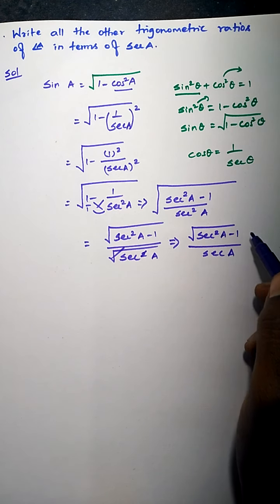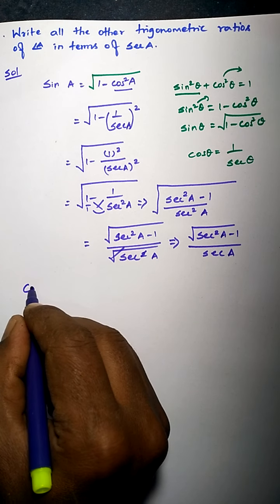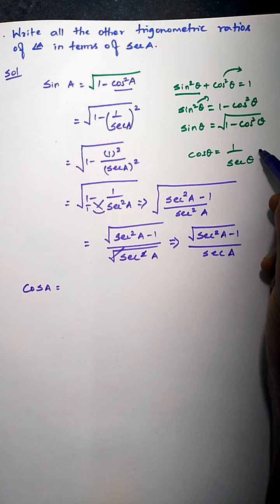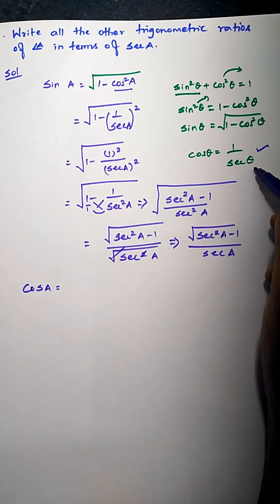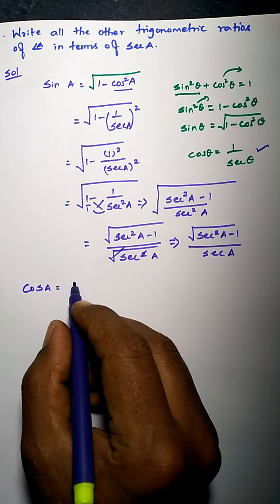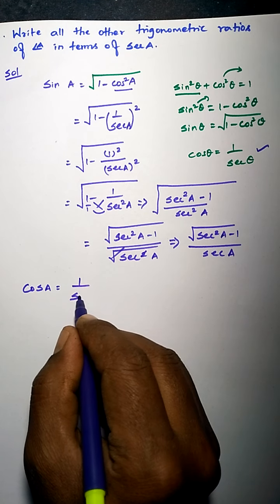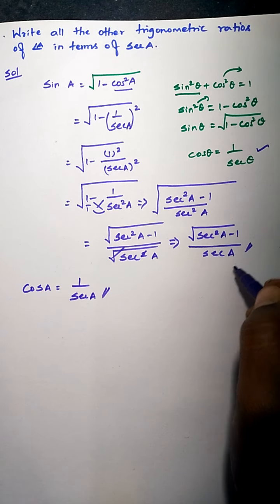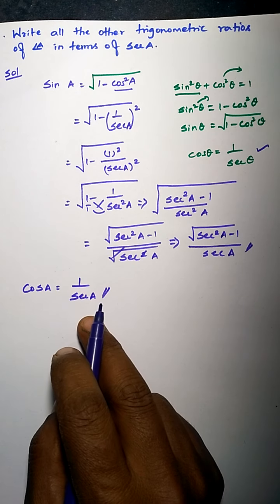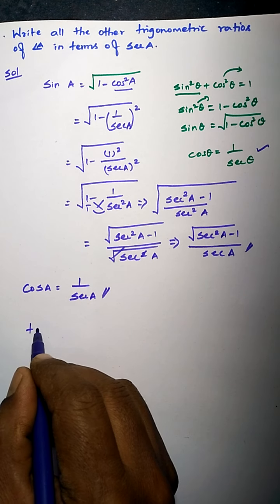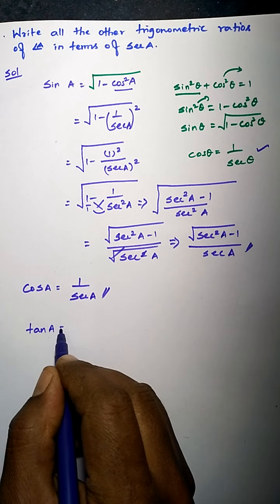Okay, now let's take another trigonometric ratio, cos A. Cos A directly we can write with this formula, because in terms of secant only you have to get the answer. So the cos A formula we know is 1 by secant A. Directly using the reciprocal we will get cos. Okay, now let's write the next ratio, tan A.